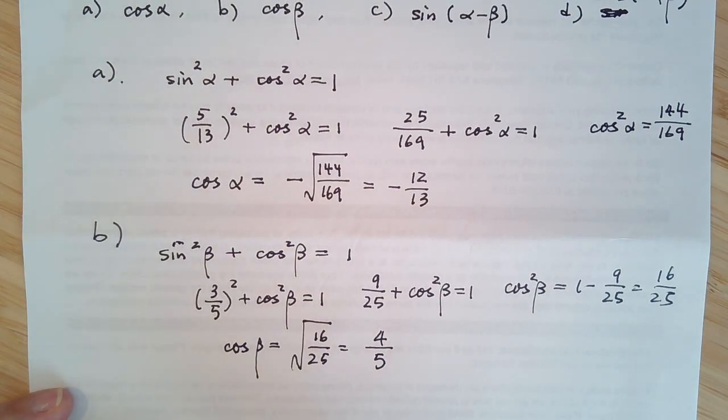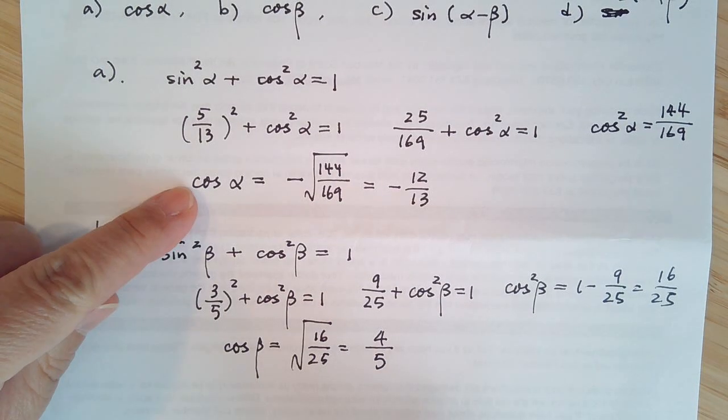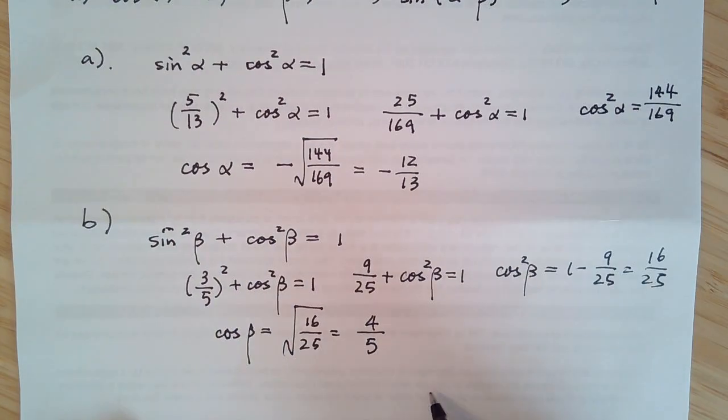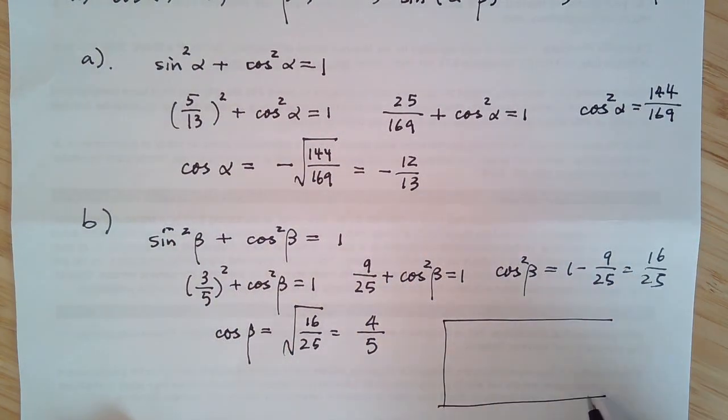Okay, so I get my answer. I get cosine alpha, cosine beta. Let me just write it here, to make it a little easier.